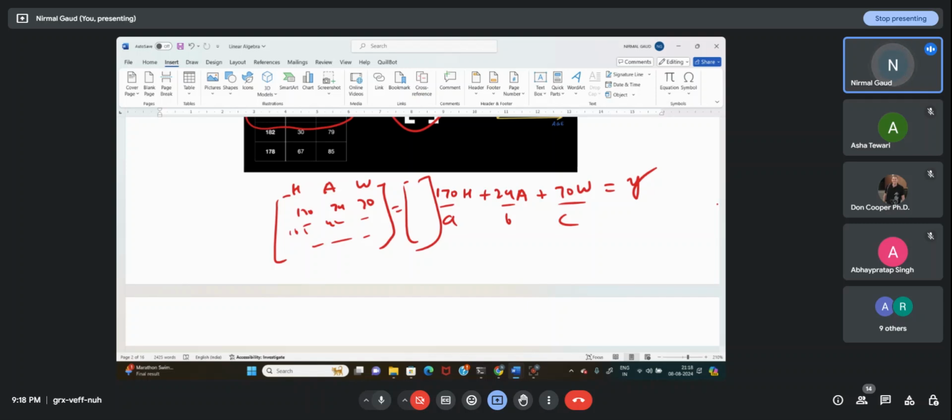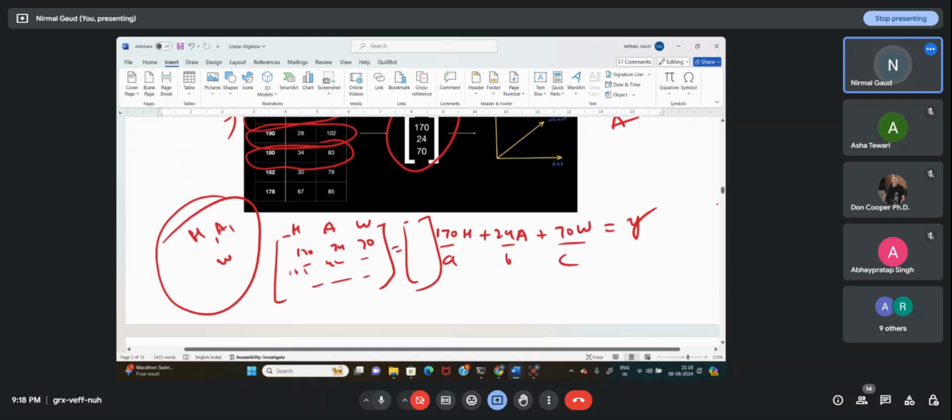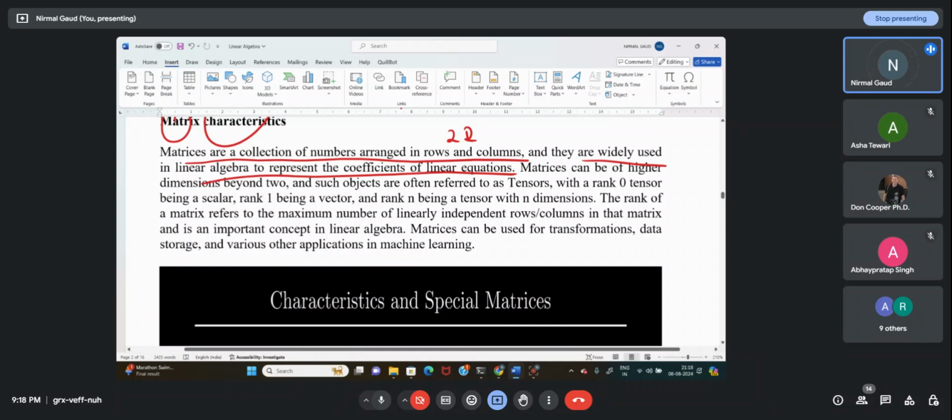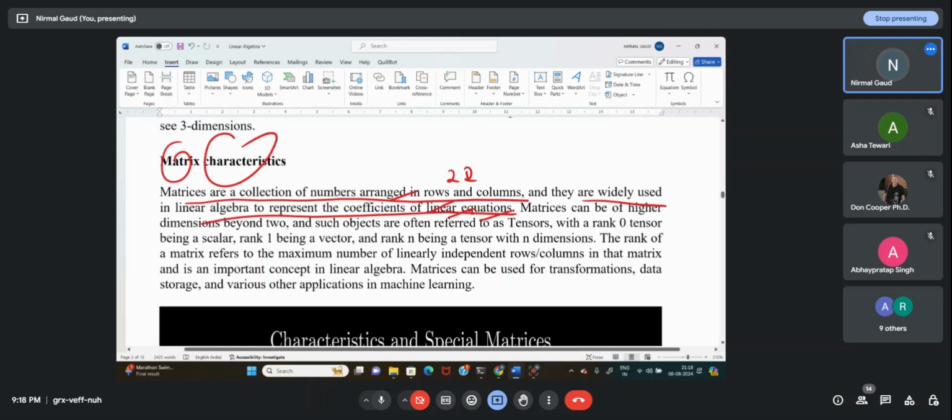This will be the target matrix, and you can perform a system of linear equations to solve this and get the values of h, a, and w. You can find the values of h, a, and w by solving these equations. That's what they are saying. So to represent the coefficients of linear equations in a matrix format, we are using the concept of matrices. Very important.